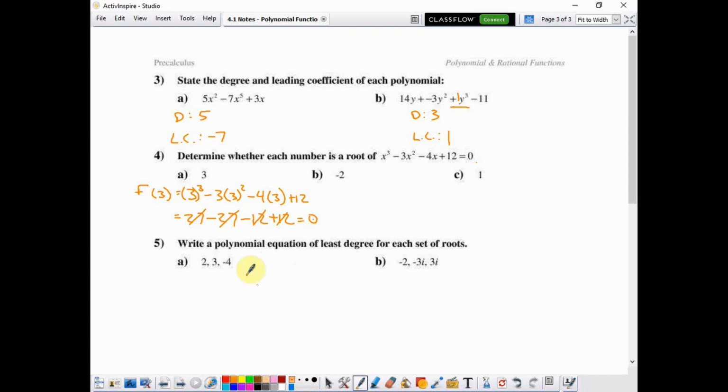So when x is 3, y is 0, so that is an actual x-intercept. So the answer would be yes. 3 is a root of the equation.